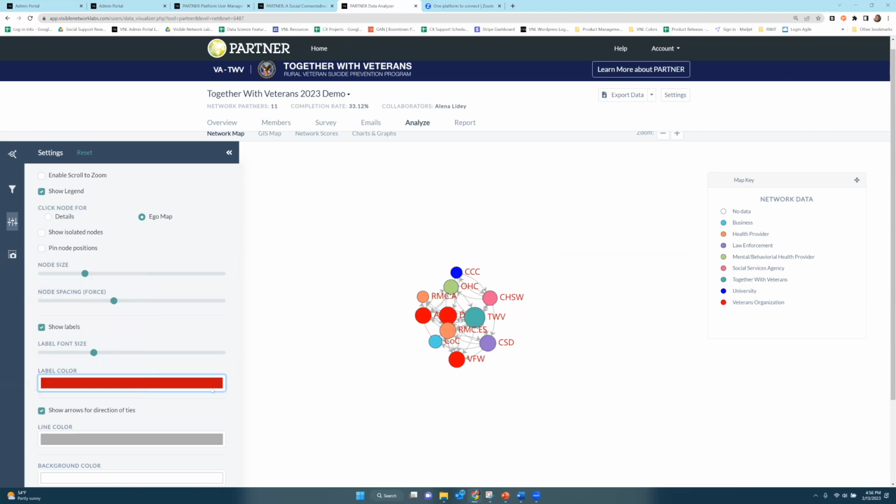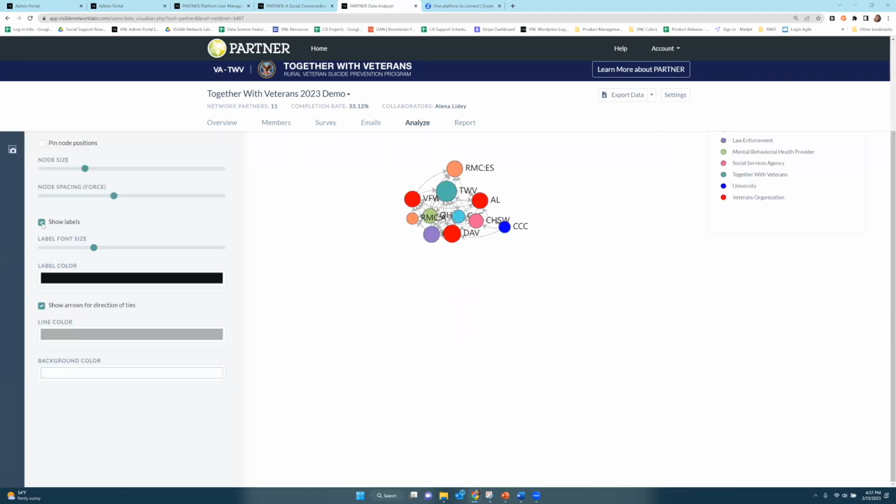And then you can also choose to show the labels or not. So if you wanted to make something more publicly available and didn't want to show the acronym attached to that organization, you can take the labels off. You can also, if you wanted to, take away the arrows and just have a line between them, not showing the direction of that line.